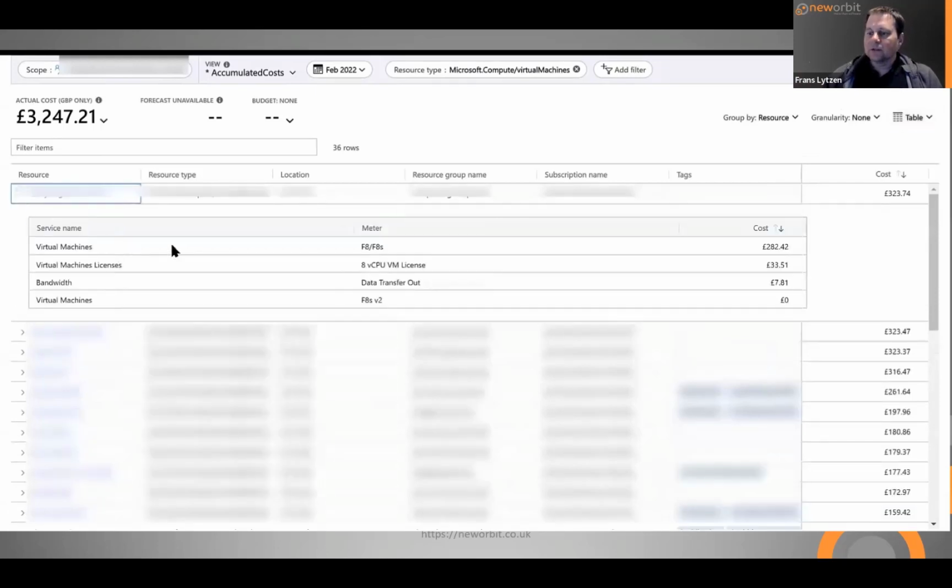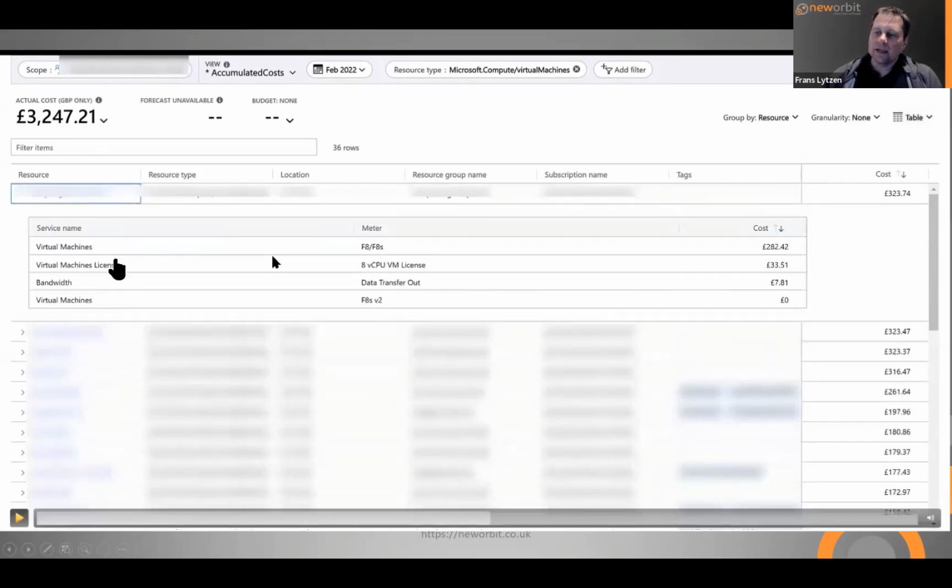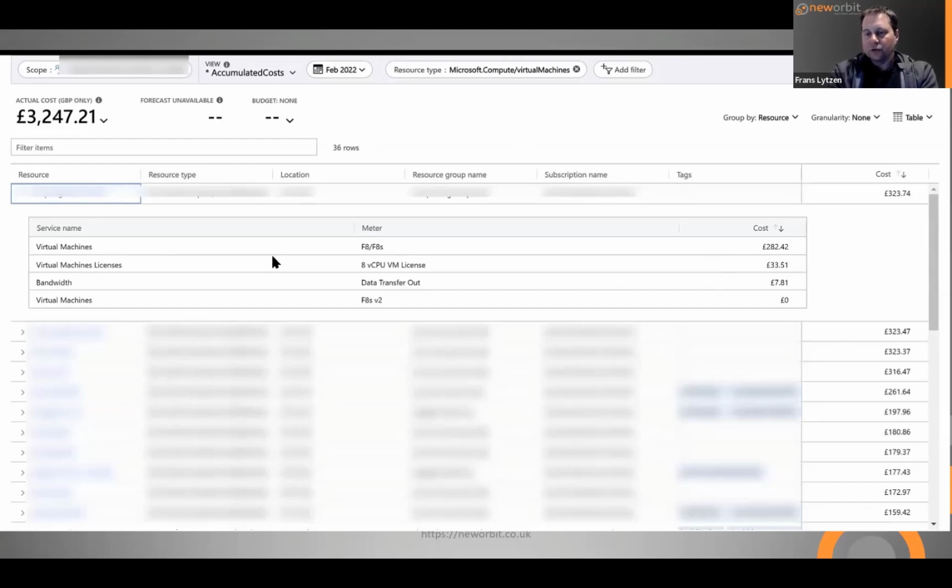There we go. And you can now see that it actually shows you that little breakdown of that machine, how the cost is made up. And in this case, it's mostly just the compute, but sometimes it might have been bandwidth or something else. So that's, again, one of those quite useful things that you can do to quickly get a little drill in. Those tables are really useful when you want to understand a bit more.